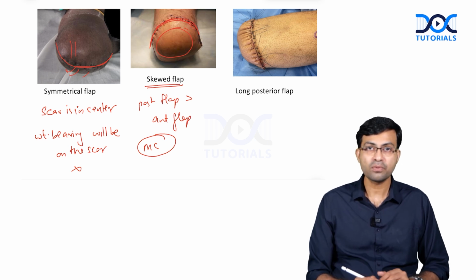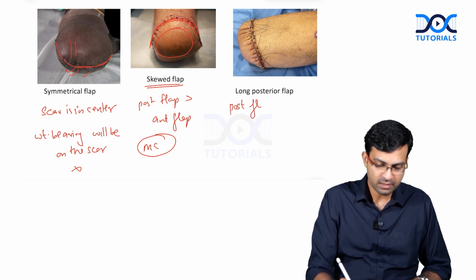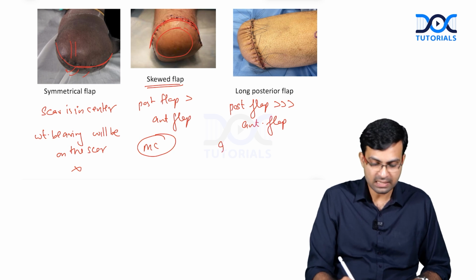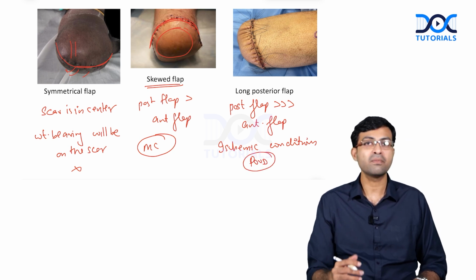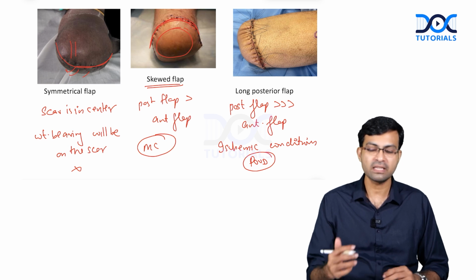Now what is this long posterior flap? Here the posterior flap is much longer than the anterior flap. So what is the advantage here? It is usually used in ischemic conditions. Ischemic conditions, okay, such as POVD, where the posterior compartment will have much more blood supply than the anterior compartment. So you can use this method.